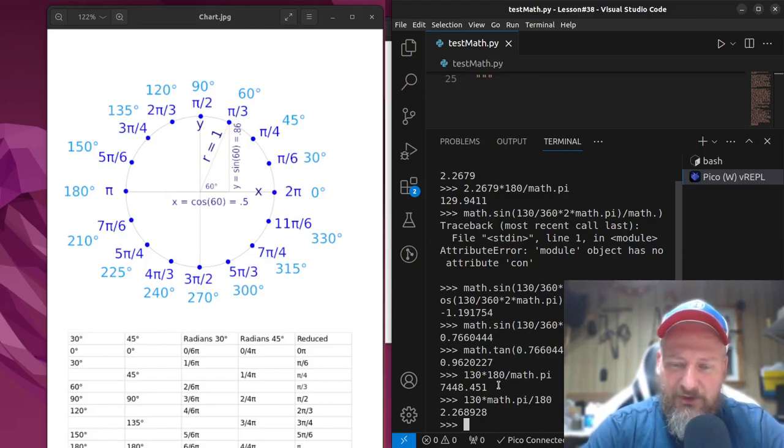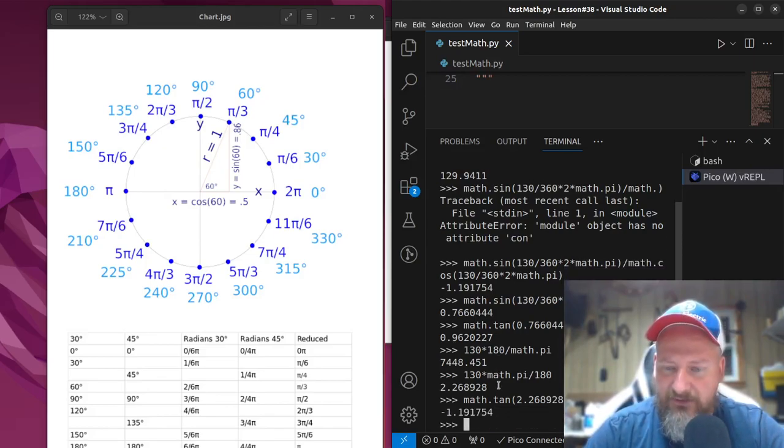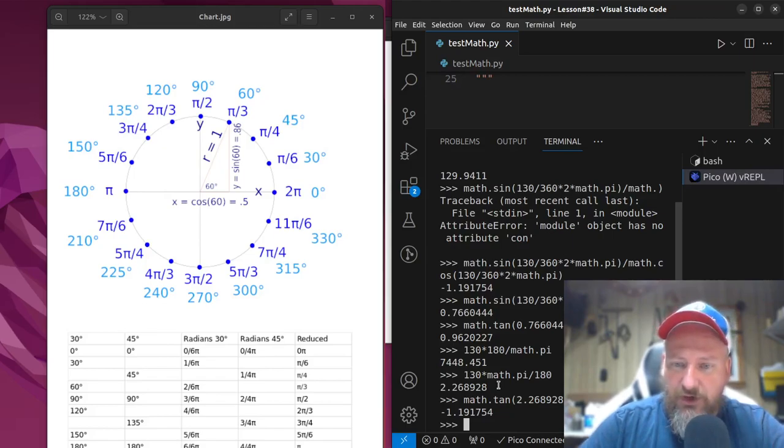Now we're going to take math tangent, and then we're going to use that radiant that we just figured out, 2.268928, and then that is going to give us a negative 1.191754. And if we look up here, that's the same thing we did when we did y divided by x. So that gives our slope. So we can use math.tangent and enter in the radiant, and it gives us the same slope.